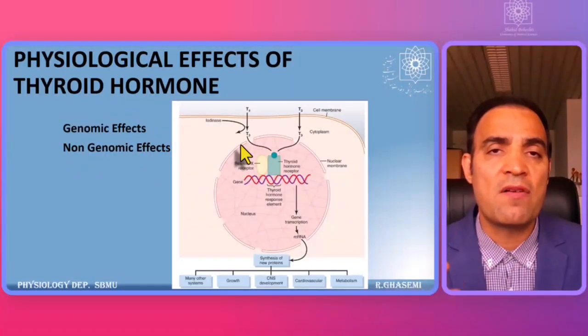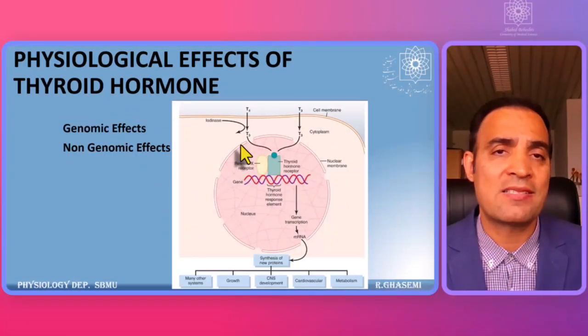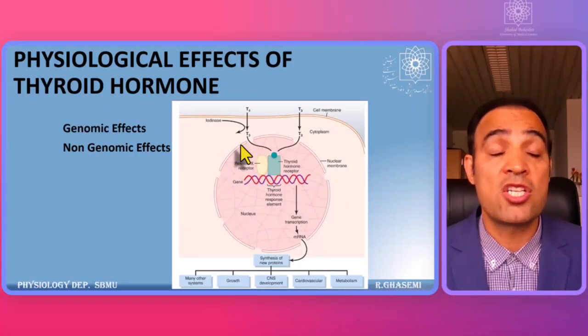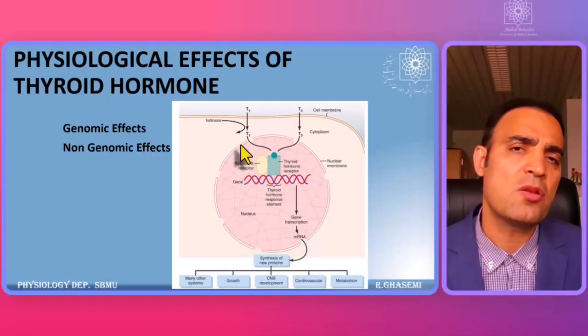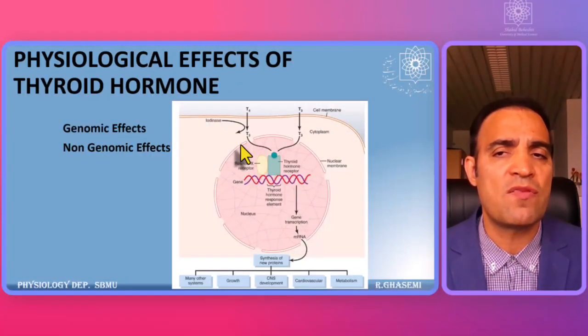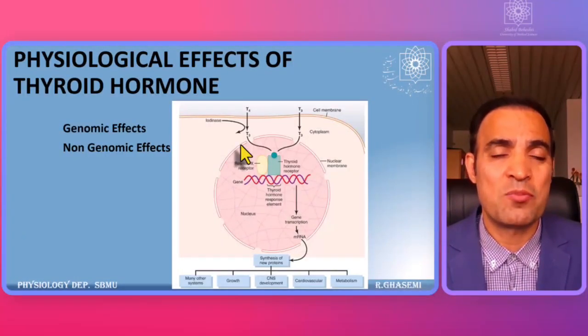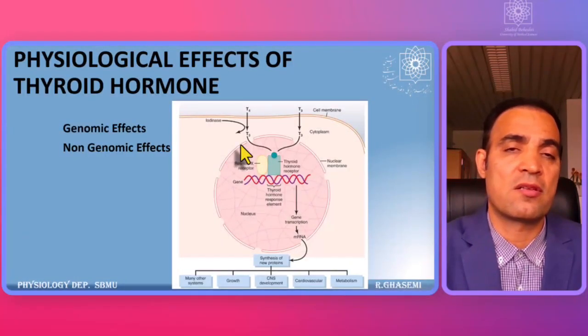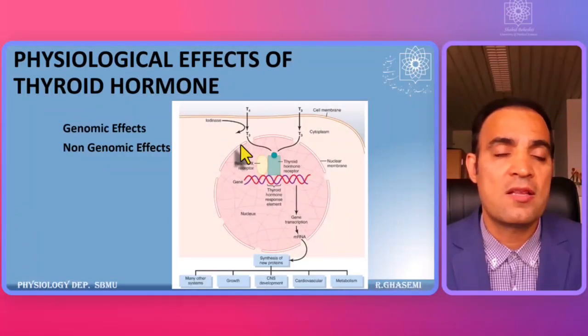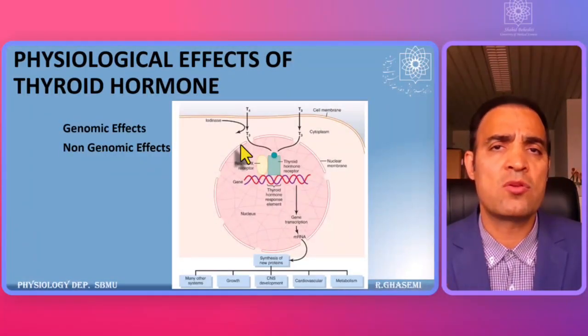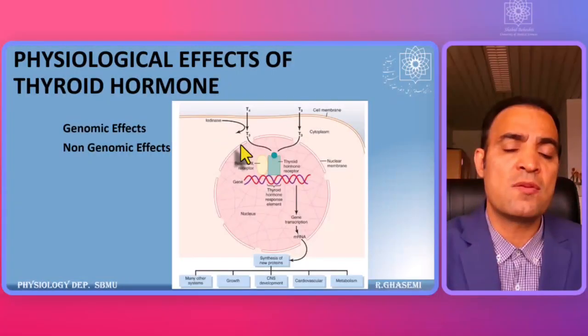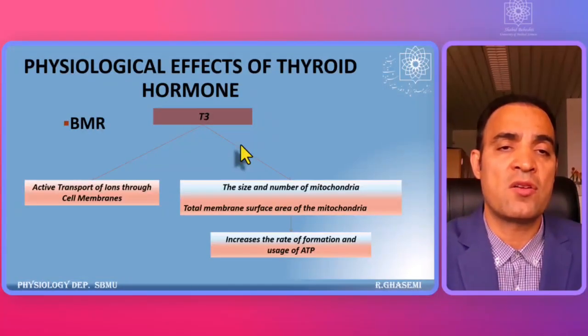These effects of thyroid hormone are named the genomic effects of the thyroid hormone. But we know that there are some non-genomic effects for the thyroid hormone that are less considered and less important for the cell. Therefore, here I am going to review the most important effects of thyroid hormone.